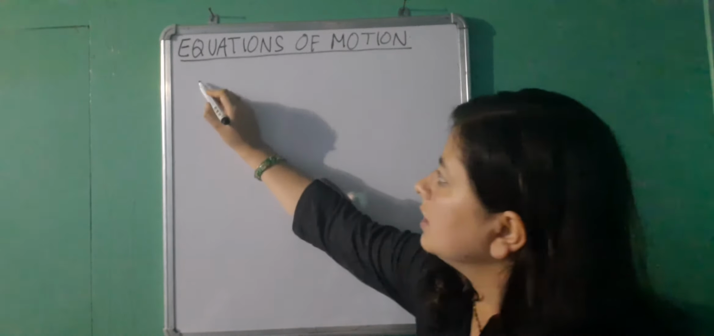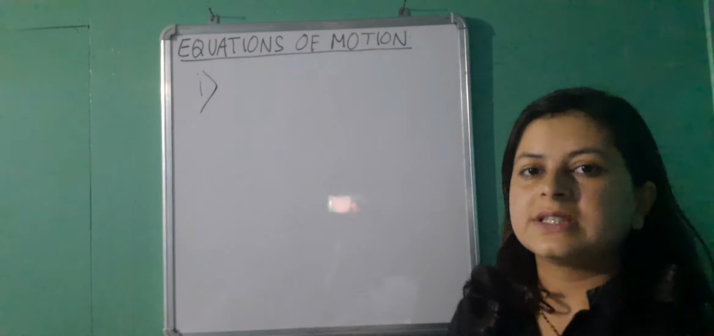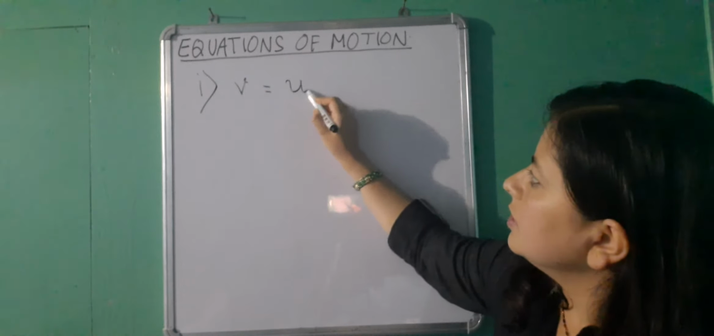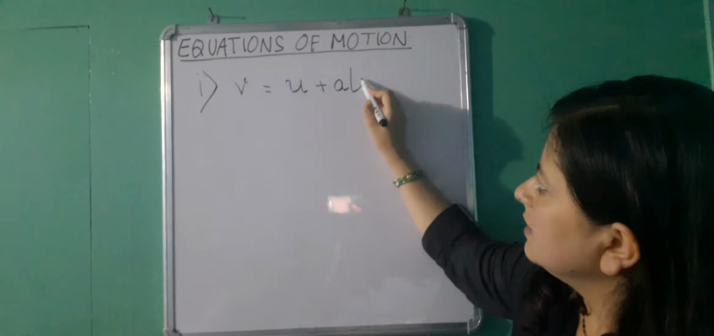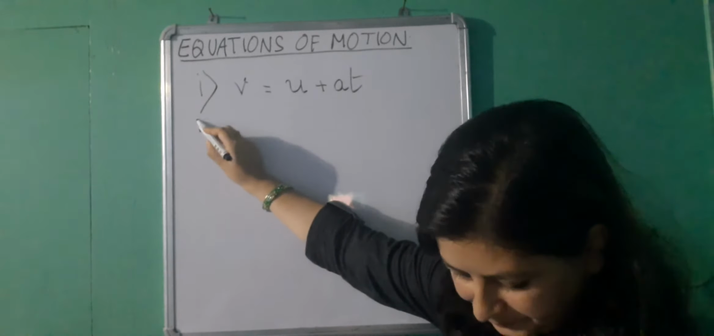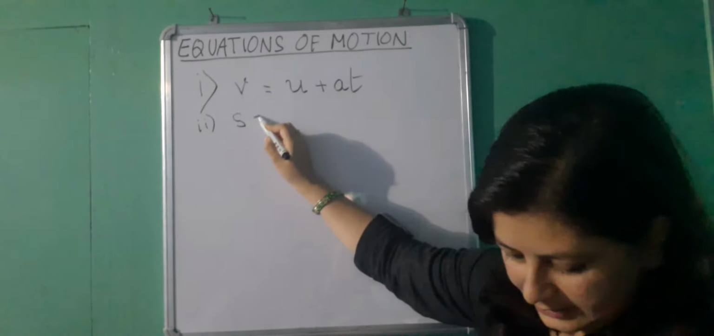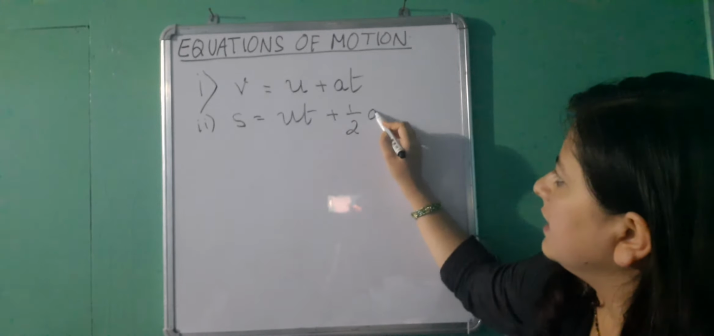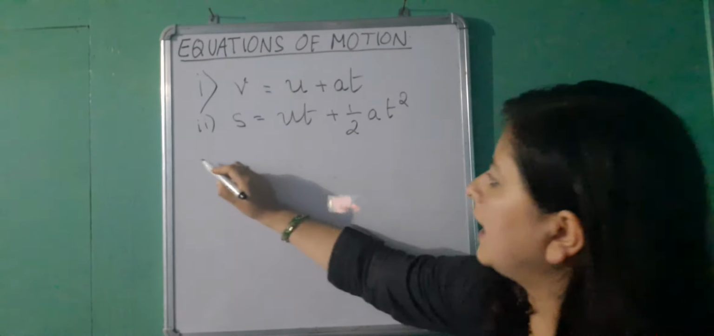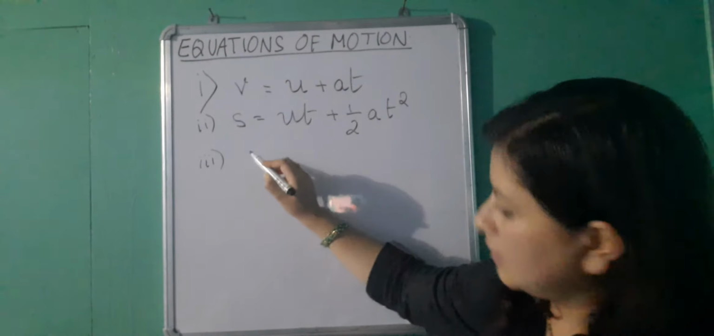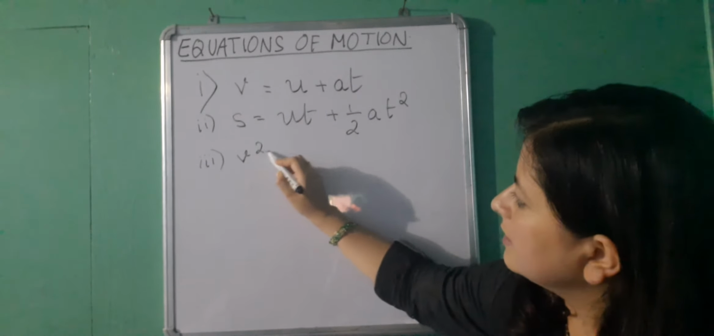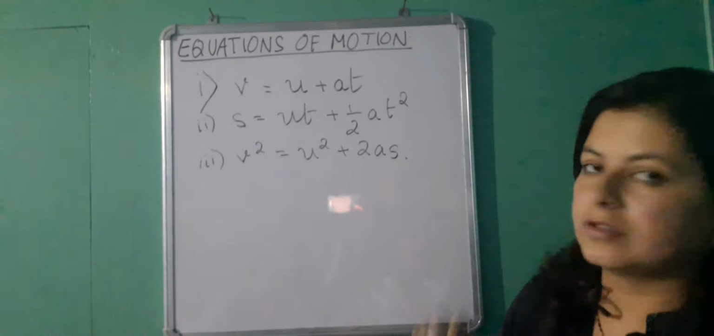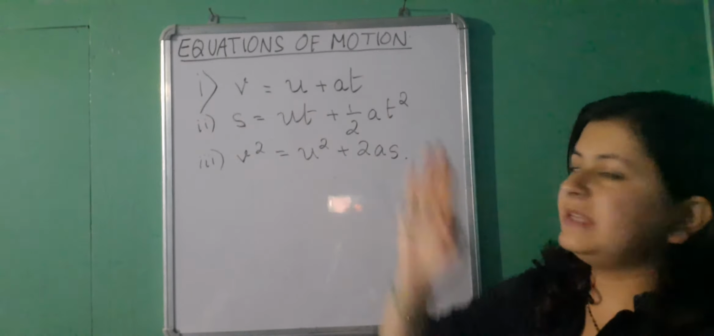The three equations which we use to describe a motion are: firstly, v is equal to u plus at. Second, s is equal to ut plus half at square. And thirdly, we have v square is equal to u square plus 2as. You might wonder what these letters mean in the equations.